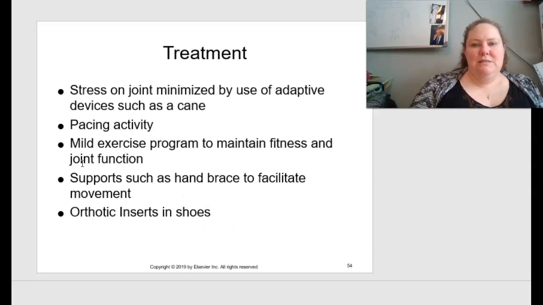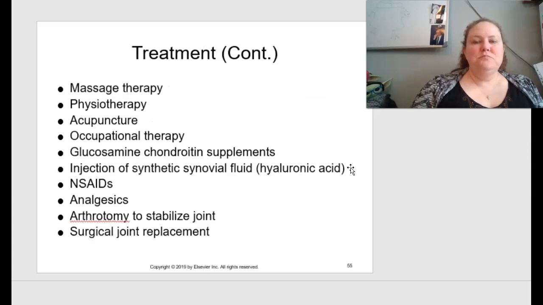So how do we treat this? Well, we stress joint minimization by use of adaptive devices such as a cane, right? You're going to do pacing activities. So instead of walking a mile at a time, just do a couple of steps, rest, steps, rest, or like if you're doing laundry, make it a 3-day thing instead of a 1-day thing. You can pace things out. We want to do mild exercise programs to help maintain fitness and joint function. We also want to have supports such as hand braces to help facilitate movement. And many times you're going to have orthotic inserts in your shoes to help with angles as well as stability.